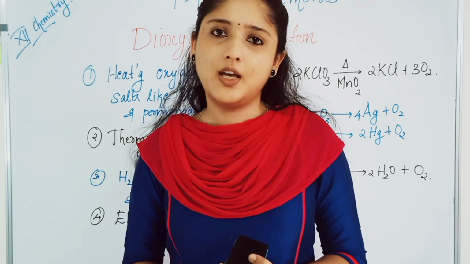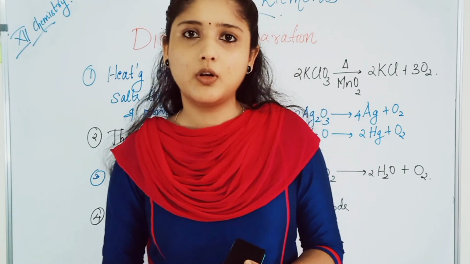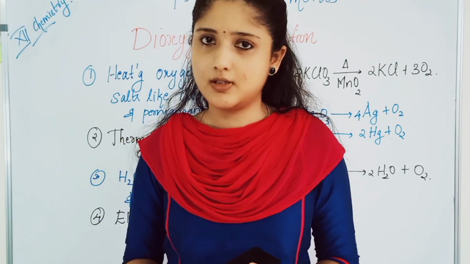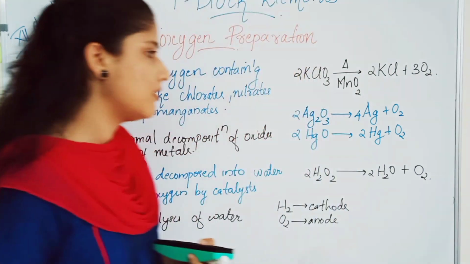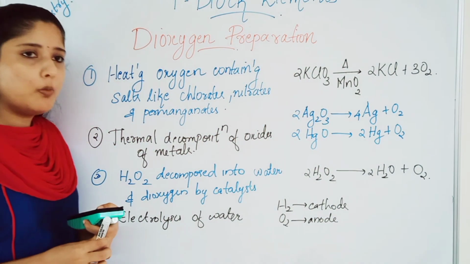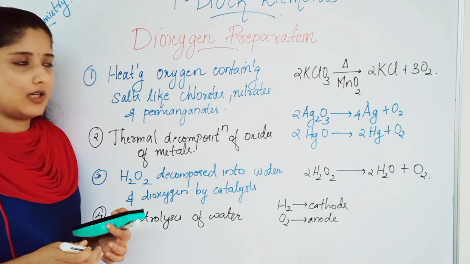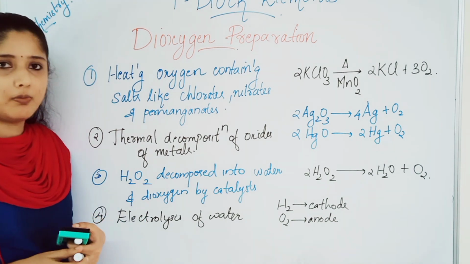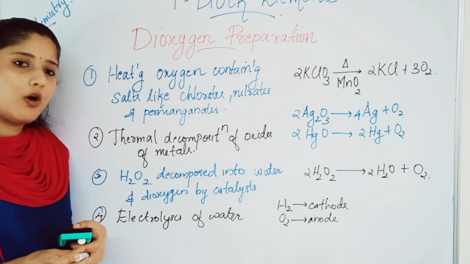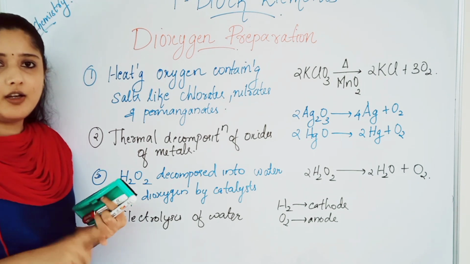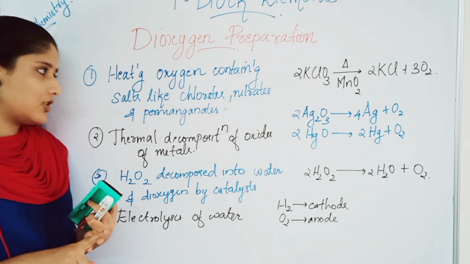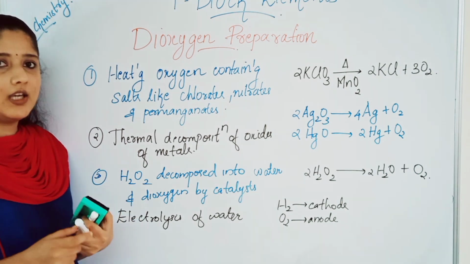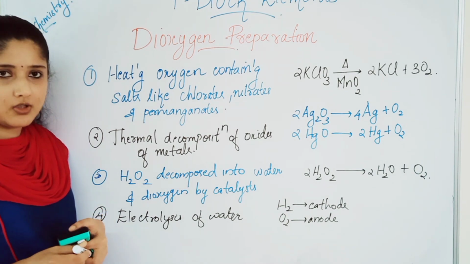Now, let's study dioxygen. It is an important compound of group 16 elements. First, the preparation. There are mainly 4 methods of preparation. The first is the laboratory preparation by heating oxygen containing salts like chlorates, permanganates, nitrates, etc. We can heat them to obtain dioxygen.